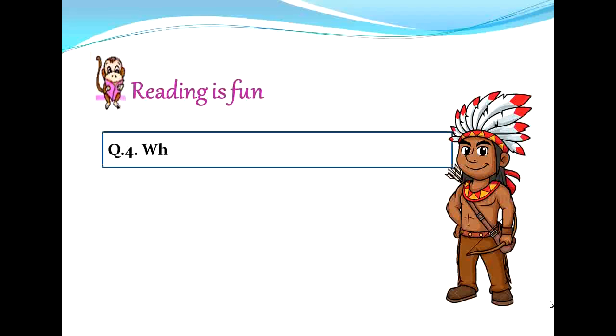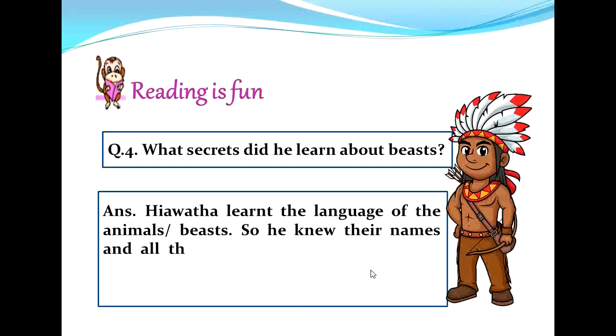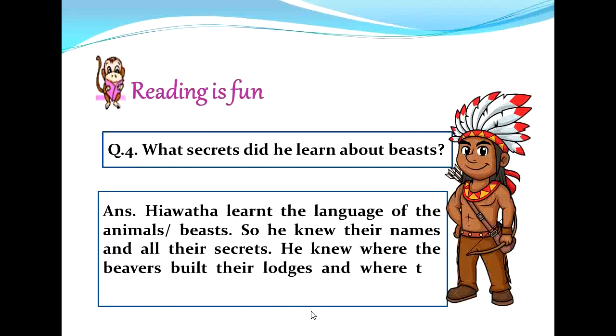The fourth and the last question is, what secrets did he learn about the beasts? About the beasts, Hiawatha learned many things, isn't it? He learned the language of animals. As a result, he was able to communicate with them. He also knew their names as well as their secrets. So we can write down the answer. Hiawatha learned the language of the animals or beasts. So he knew their names and all their secrets. He knew where the beavers built their lodges and where the squirrels hid their acorns.